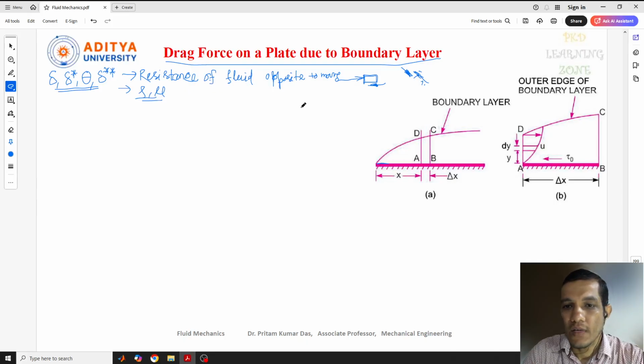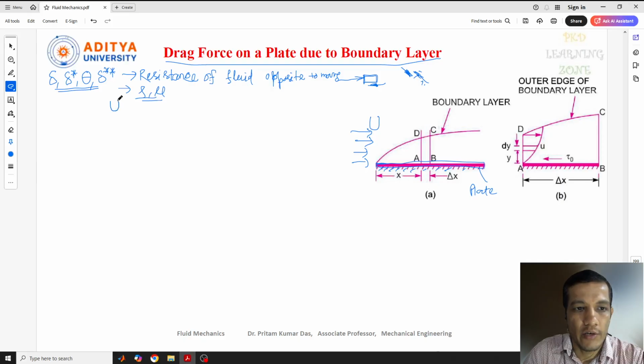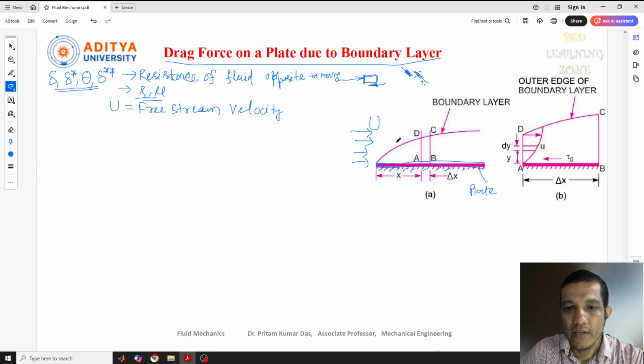So here, what we have discussed till now, I'll just give a hint. This is the plate we have considered here. That plate is fixed here, and the fluid is moving with a free stream velocity, that is U. So here we can write U is nothing but the free stream velocity. When the fluid is moving in streamline conditions, this is called the free stream velocity.